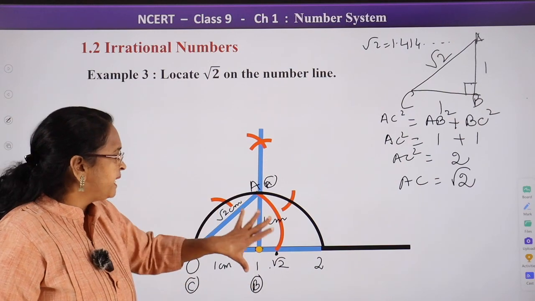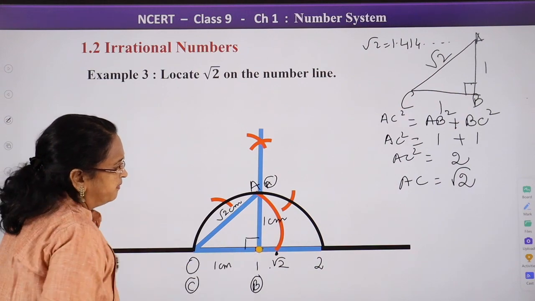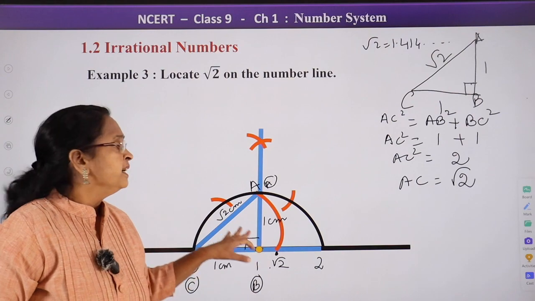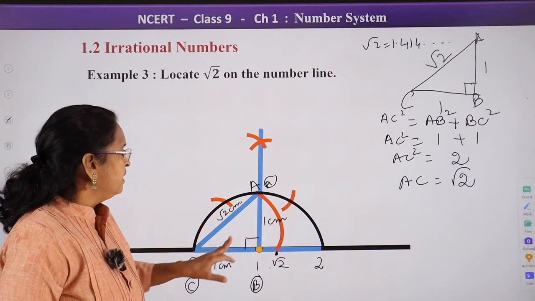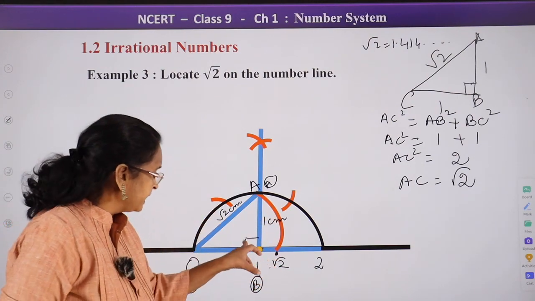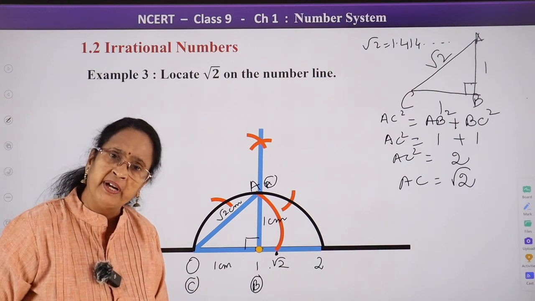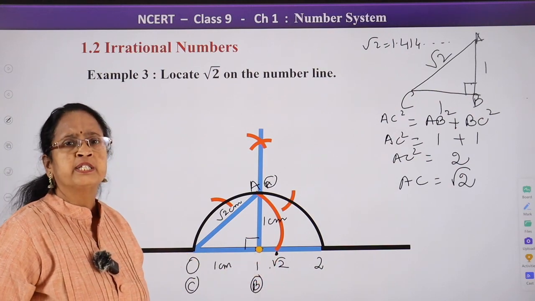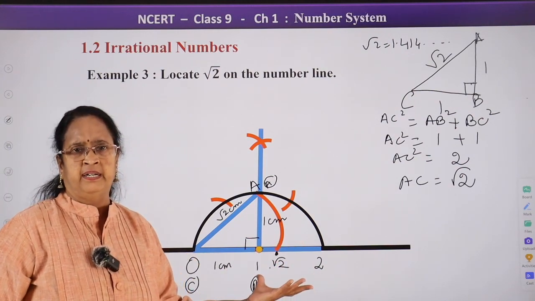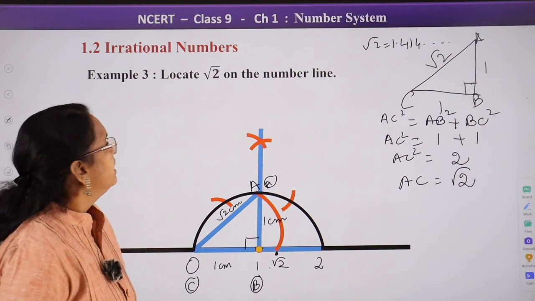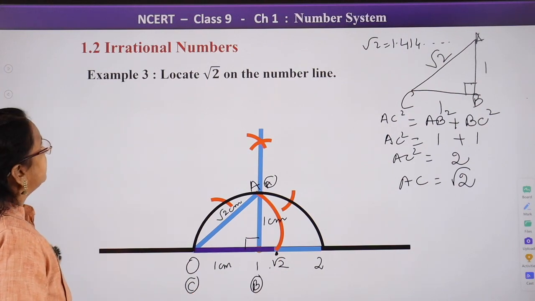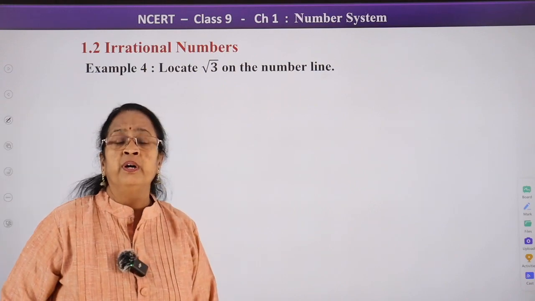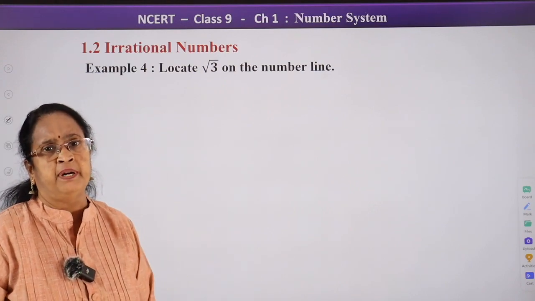Alright. And now, this is root 2. Please don't forget to mark the units: root 2, 1, 1, all these, and 90 degree. These are very, very important. So root 2 is located in this manner. Now let us come to the next example. This is example 4, root 3 on the number line.